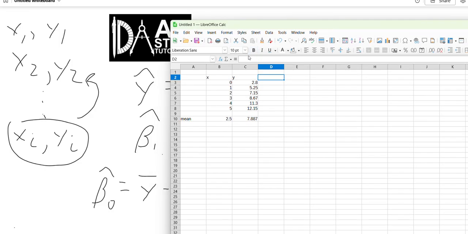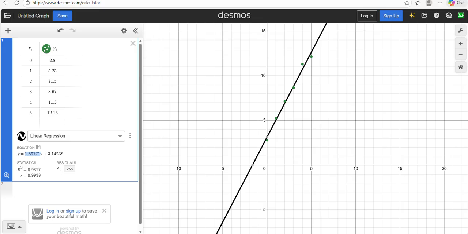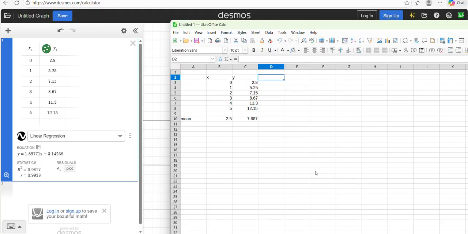Here I have the same data points, x and y. This data matches this data in this chart that I put into Desmos. I simply typed it into a spreadsheet. I used the average function in LibreOffice Calc to find the mean of x and the mean of y. So for every data point, we subtract its corresponding mean. So we have x minus mean of x. So this would be this minus 2.5.